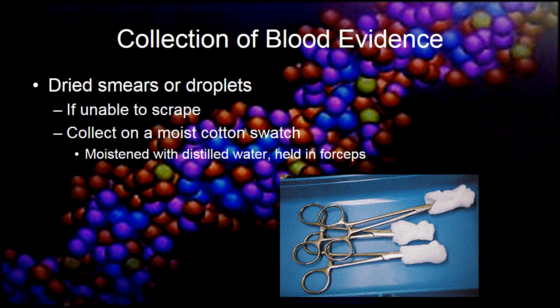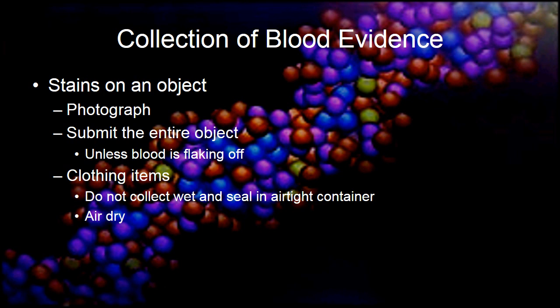We'll often also use moistened cotton swatches held between forceps to collect moist stains too, if we're not able to scrape it. If we find stains on an object, it's important to photograph it before we try to collect the blood, because again, we want to preserve the stain. We also want to be able to show the jury where the stain was, and it could be useful in interpretation of blood spatter analysis too.